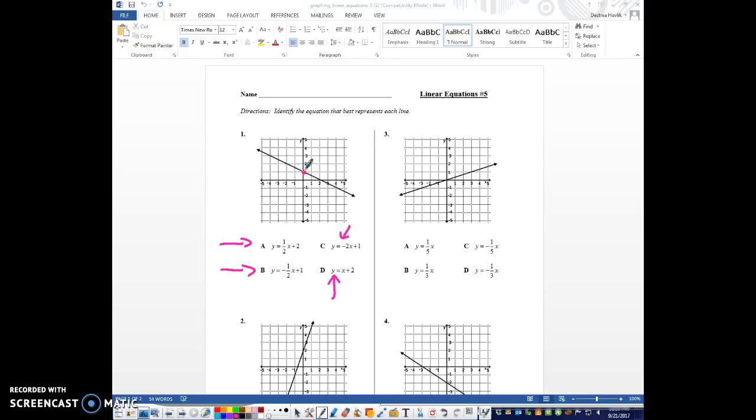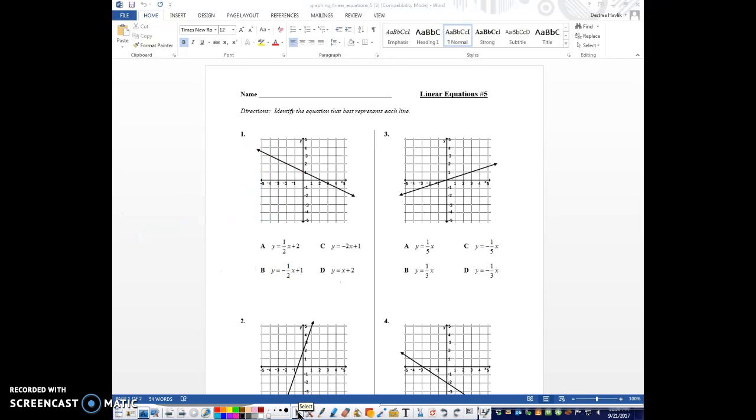Where's our y-intercept at? It's at 1. And then let's find our slope. It goes rise 1, left 2. So it's negative 1/2. So our equation is going to be y equals negative 1/2 x plus 1, because remember, y equals mx plus b. So which one is negative 1/2 x plus 1? It's B. Always, always, always double check your answers.